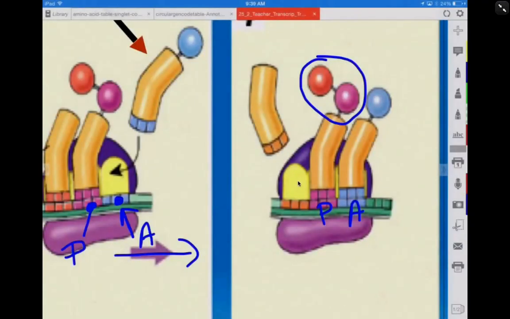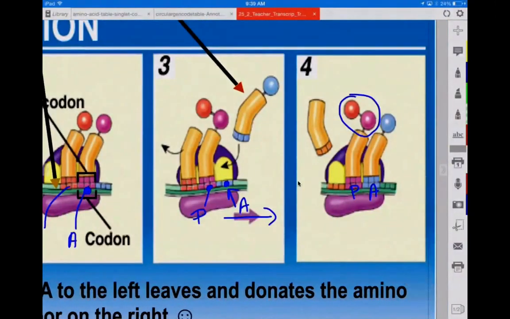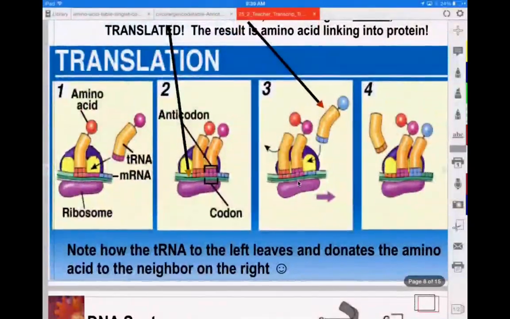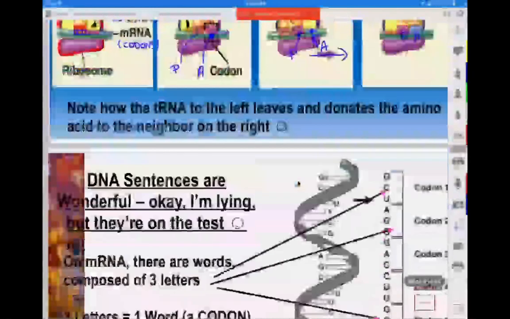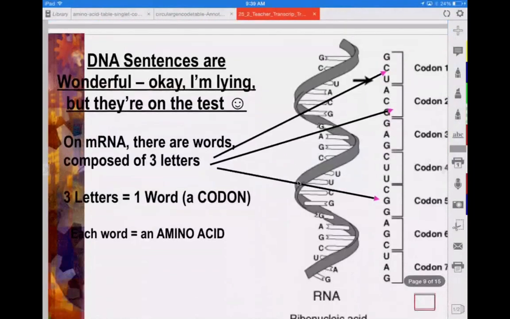There we are. And it's amazing because we haven't gotten off this slide yet, but that's all right. So coming in, when the transfer molecule comes in and basically delivers its payload, it has to match the mRNA. So the anticodon has to match the codon. And that's pretty important.